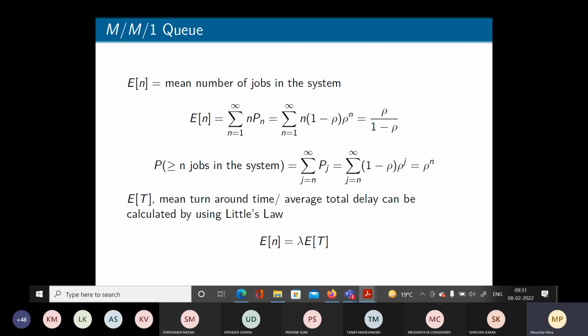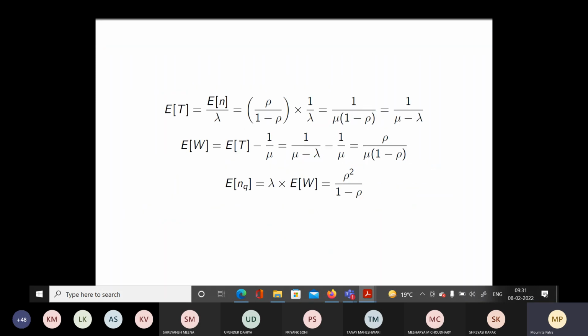So one value you already have, that is E of n. Lambda you already know. So with the help of Little's law, you can find out the value of ET. So ET will be equal to En by lambda. You already have the value of En with you, that is rho by 1 minus rho. Now this divided by lambda will give you E of t. So ET is equal to En by lambda, which gives you 1 by (mu minus lambda).